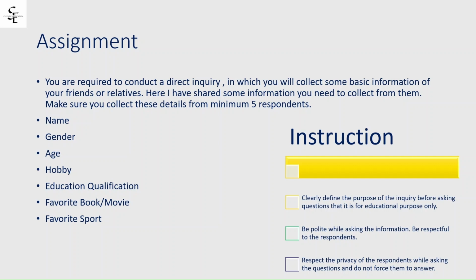In this video, instead of a quiz, I have made an assignment for you in which you are required to conduct a direct inquiry, in which you will collect some basic information of your friends or relatives. Here I have shared some information you need to collect from them. Make sure you collect these details from a minimum of 5 respondents. Collect the name, gender, age, hobby, educational qualification, favorite book or movie, and favorite sports from the respondents.